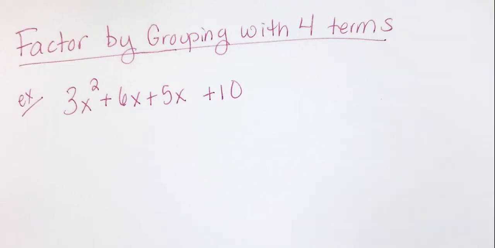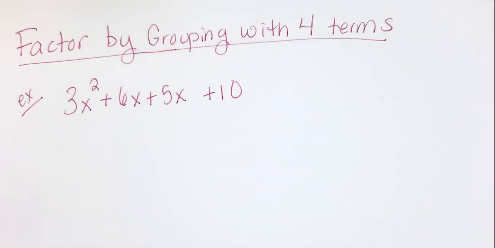Hi, we're going to do a quick video on factor by grouping with four terms. So this is a four-term expression. That is a requirement for factor by grouping. If this was a trinomial, we would want to turn it into an expression with four terms. But right now we're just looking at this one.